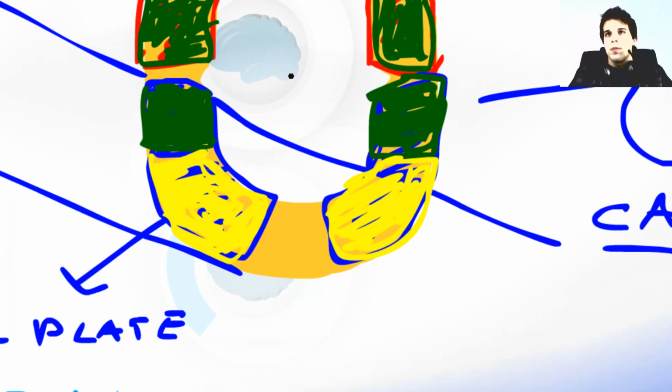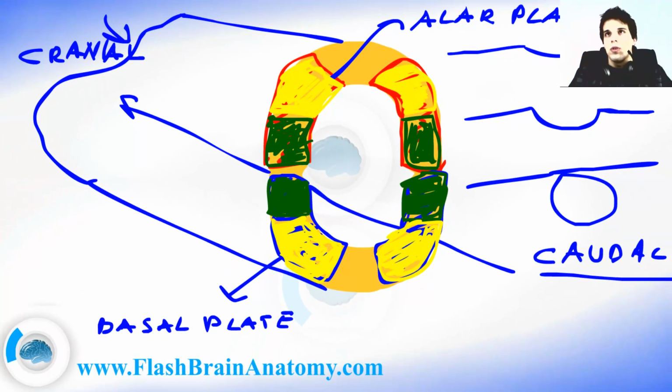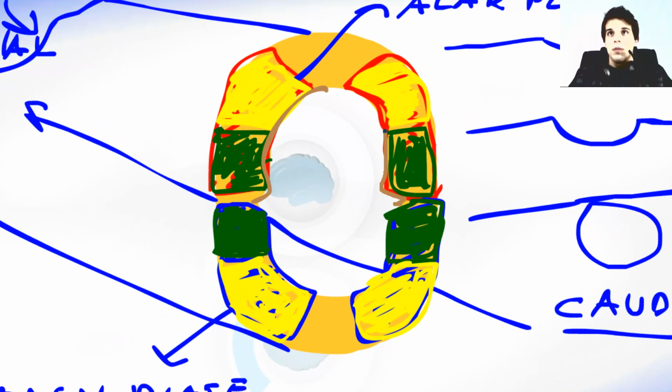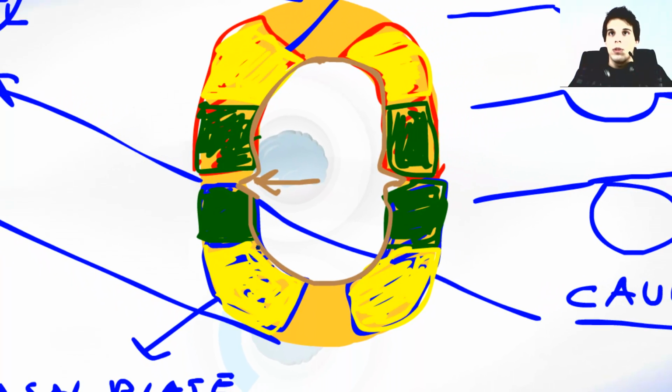So, we had this part over here called the basal plate, which is important for the motor functions, and we had this part over here, the alar plate, which is important for the sensory functions. The alar plate is on the dorsal side, and the basal plate is on the ventral side. And I will just say that this zone, that borders the central channel, is called the ventricular zone. And this sulcus over here is the sulcus limitans. It separates the alar plate from the basal plate.